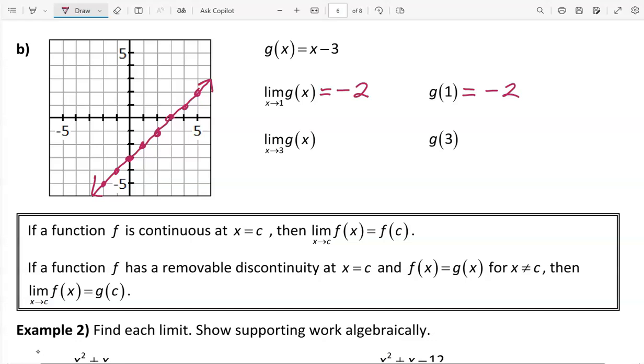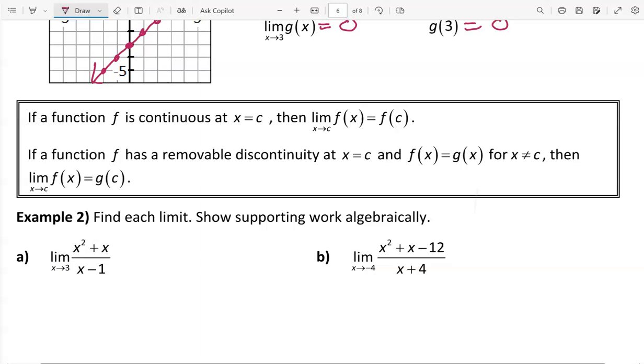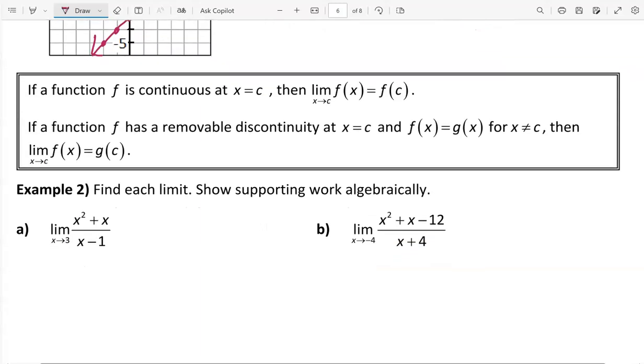And as we approach x equals 3, the limit as x approaches 3 of g of x is equal to 0. And g of 3 is also 0. You'll notice that limits and function values agree for this function because we don't have any discontinuities. And that brings us to an important observation. If a function f is continuous at x equals a value, then the limit as x approaches that value and the value of the function at that point are the same.